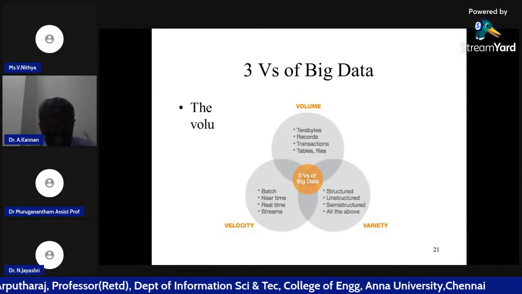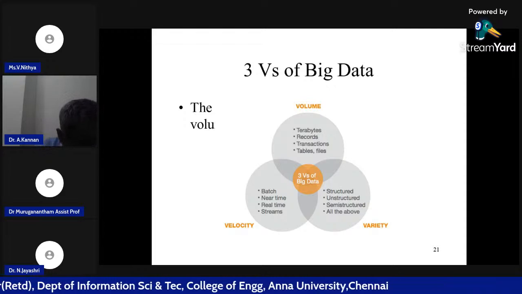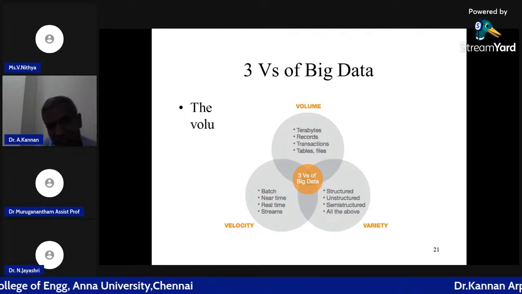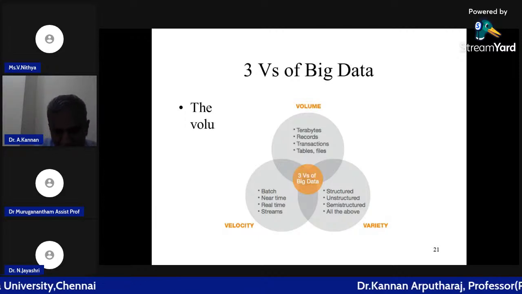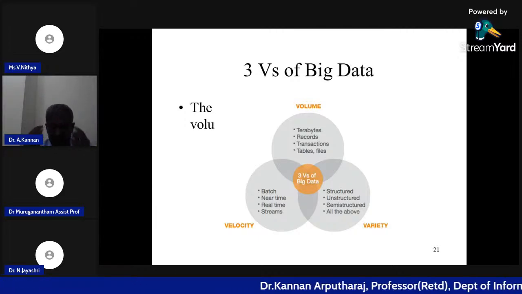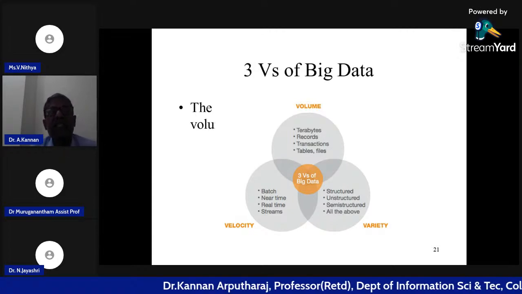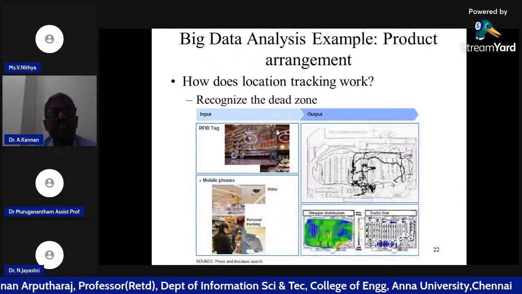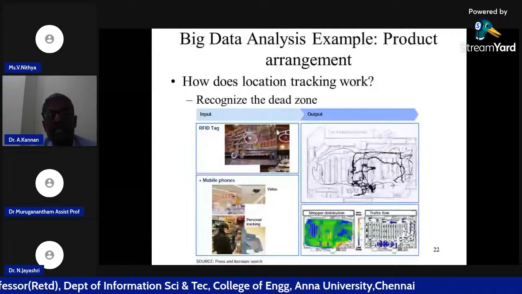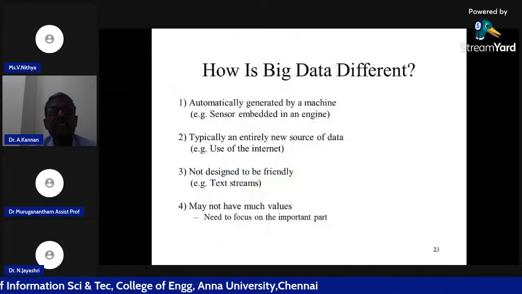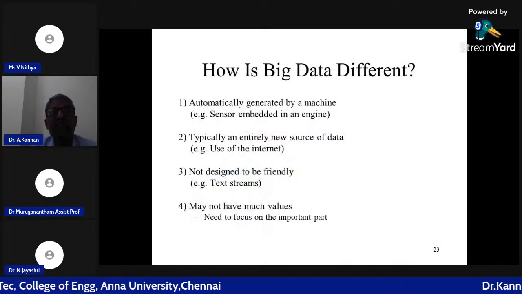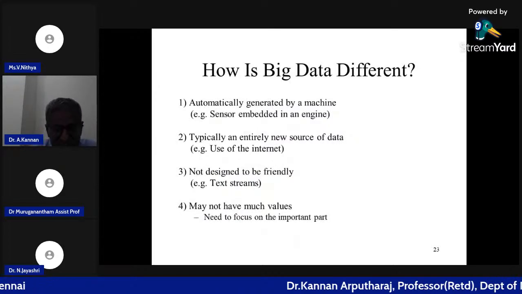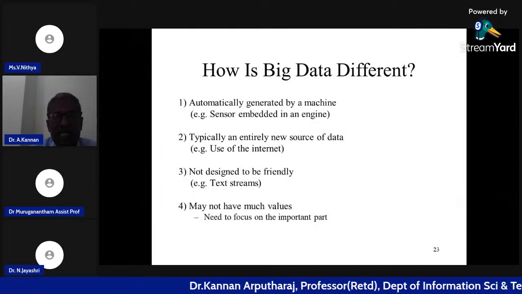At least it is not like bit, byte, megabyte, gigabyte. It is in terabytes, petabytes, nanobytes, like that. Then it can be generated from sensors, RFID tags, mobile phones, everything, and it is automatically generated by machines. It is in structured format, unstructured format, semi-structured format. It is not user friendly.